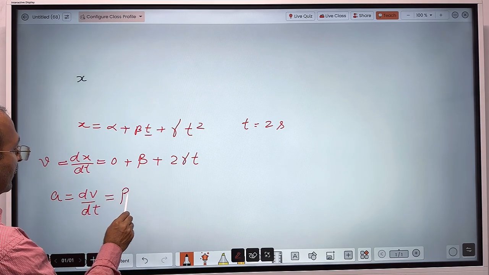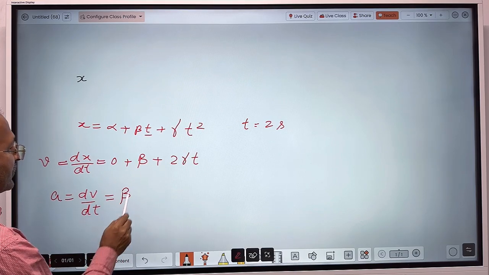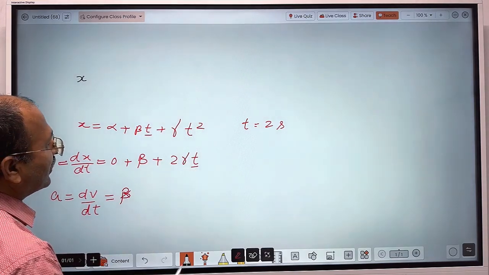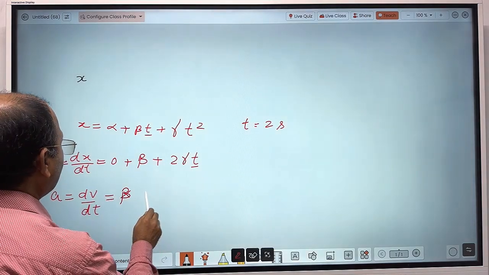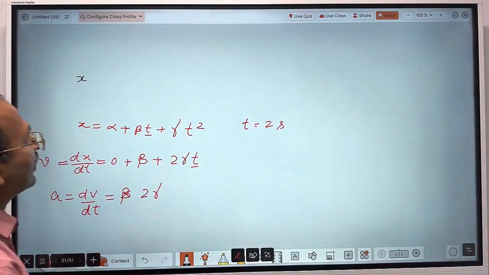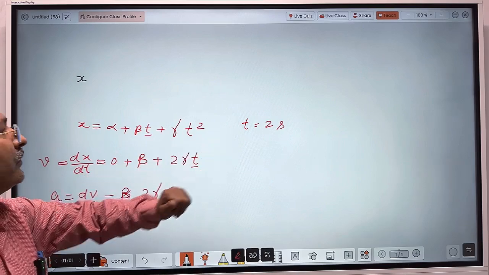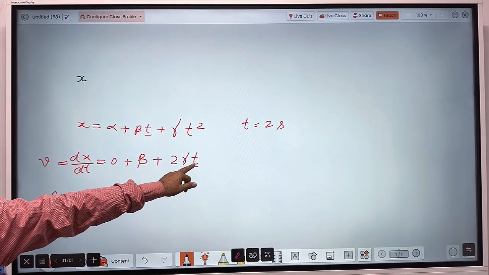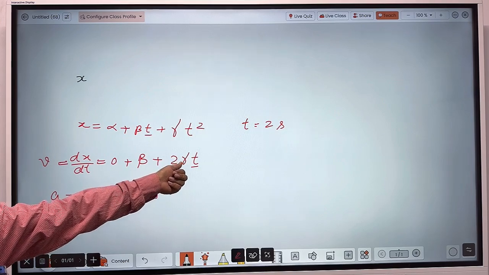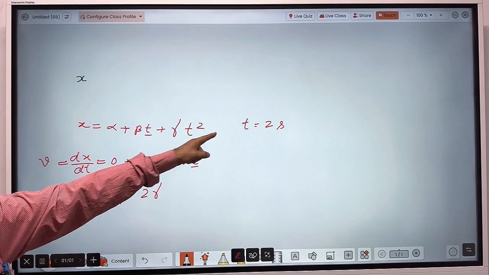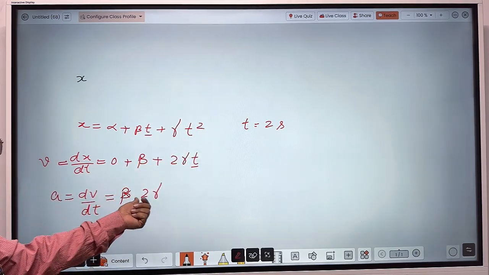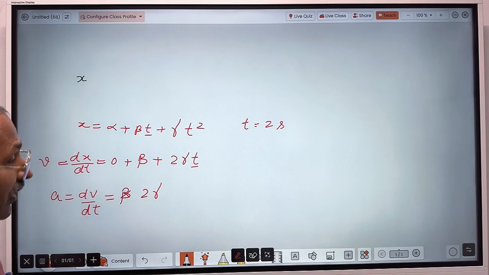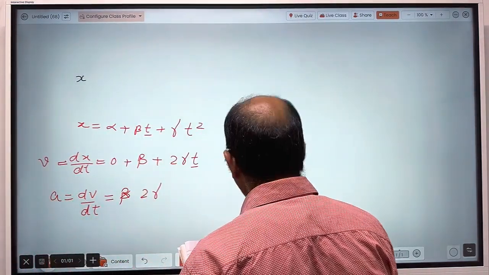So this becomes beta, beta is constant, so it will become 0. So only differentiation of t will be there, that becomes 1. So we will get 2 gamma. Now we are given time t equal to 2 seconds. So in order to get velocity, we can put t equal to 2. So we will get beta plus 4 gamma. And here if we put t equal to 2, it will remain 2 gamma because it is independent of time. I think you have understood.